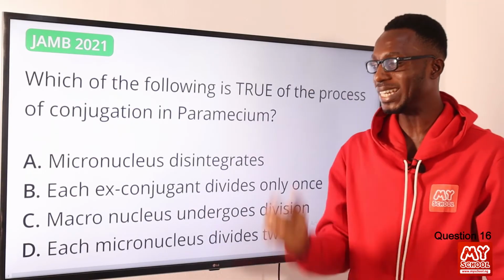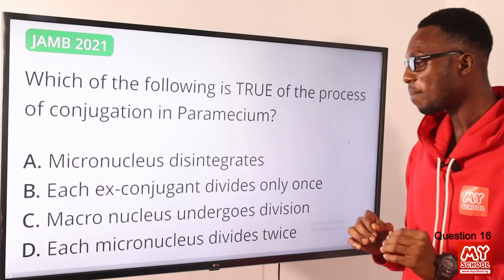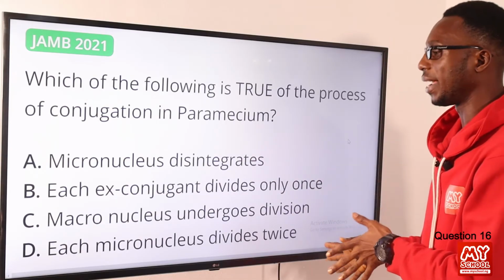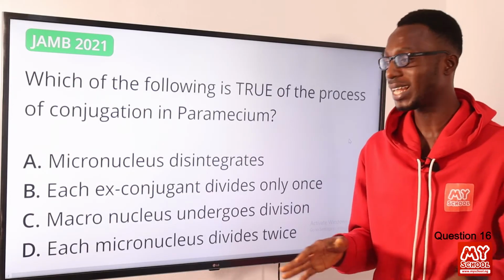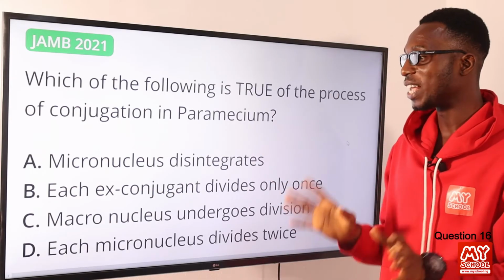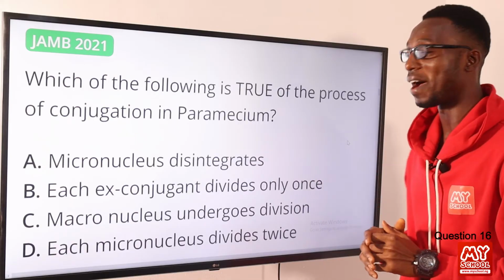So let's look at statement D: each micronucleus divides twice. This is very correct, as you can see from what I've explained earlier. So the correct option is option D: each micronucleus divides twice.